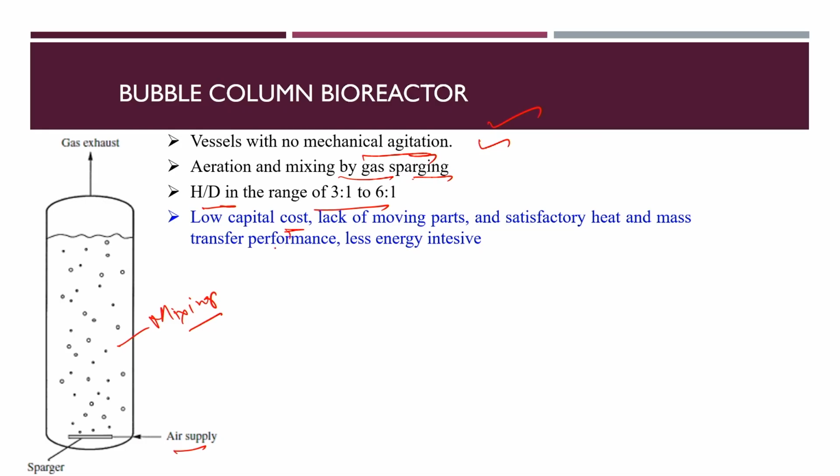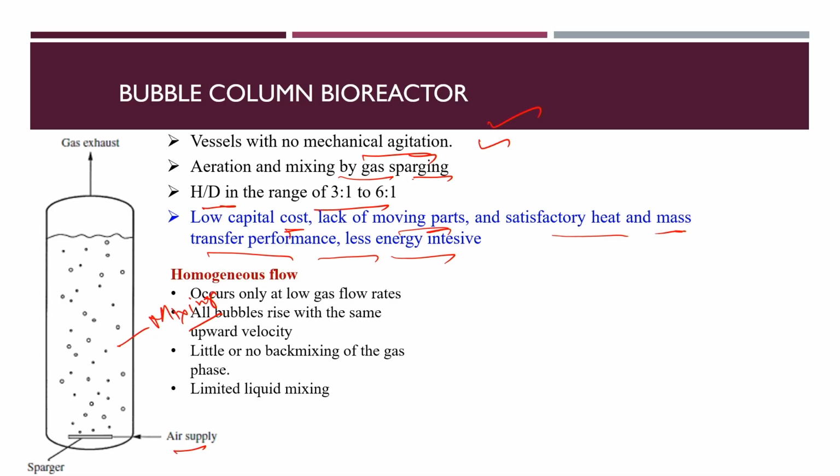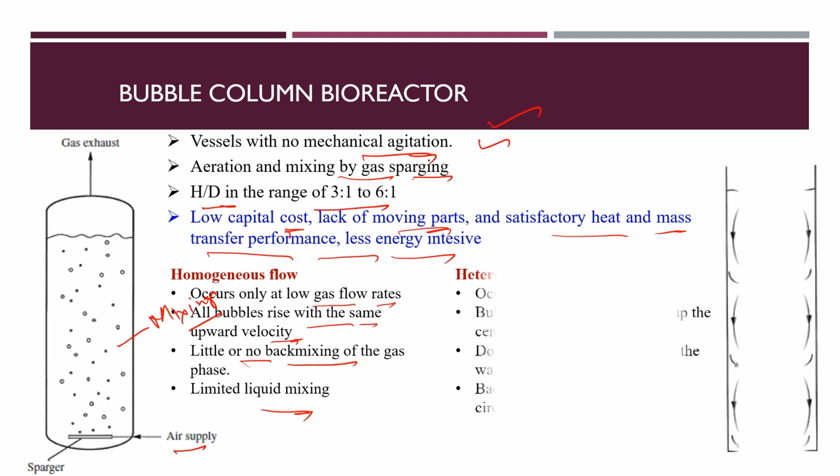So, it requires low capital cost, it lacks moving parts and has satisfactory heat and mass transfer performance, and of course, it is less energy intensive. So, we can have this homogeneous flow. This occurs only at low gas flow rate. In that case, all bubbles rise with the same upward velocity. There is little or no back mixing of the gas phase, and at the same time there is limited liquid mixing as well.